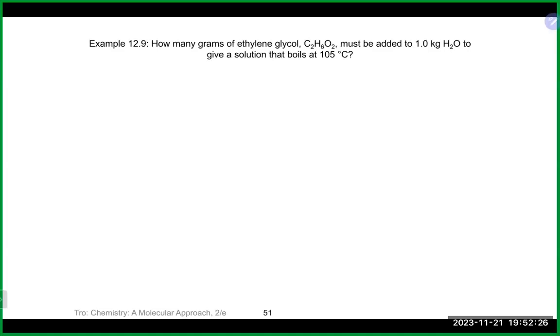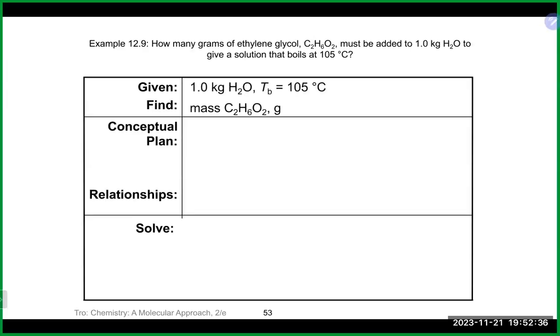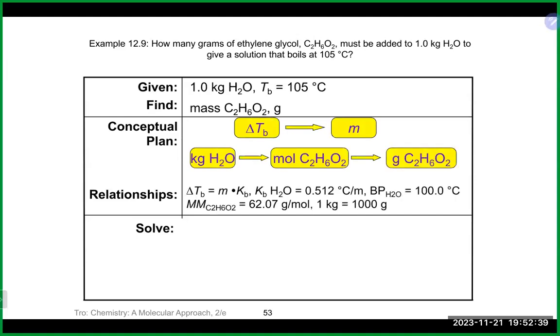All right, so why don't you try this one? How many grams of ethylene glycol must be added to give a solution that boils at 105 degrees? Let me get the Kb. There it is, there's the Kb for it, 0.512 degrees Celsius. And the molar mass of our guy there is 62.07. So how many grams of ethylene glycol must be added to 1 kilogram of water to give a solution that actually boils at 105 degrees Celsius? See what you come up with here.